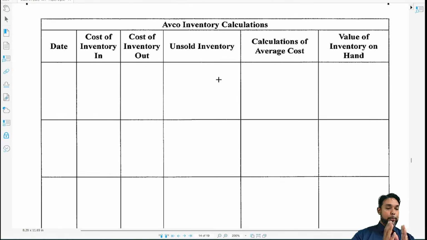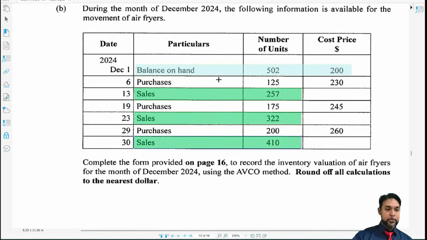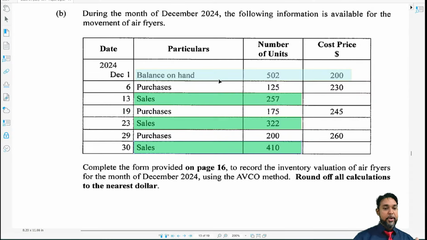Anyhow, what I want to do first is basically just run through how to do AVCO with you, right? Now with AVCO, which is the weighted average method, it's called AVCO, average cost. Basically what happens is it doesn't matter the order in which the units came in. Whenever units come in, we recalculate the average cost price per unit, right?